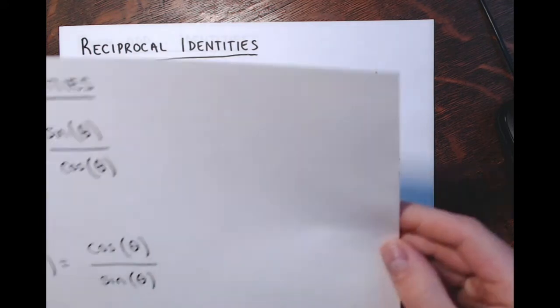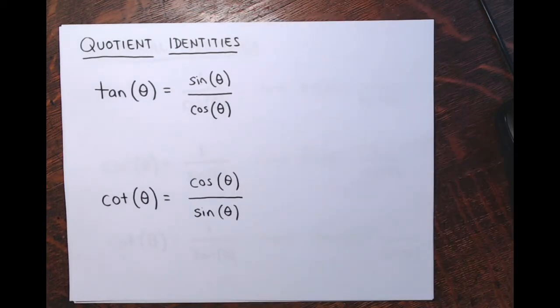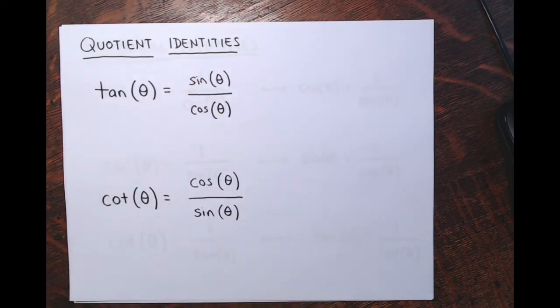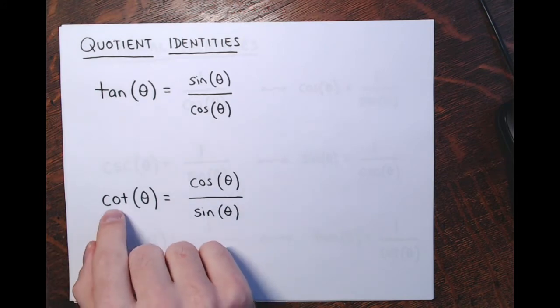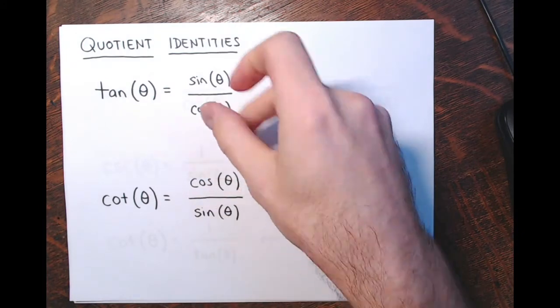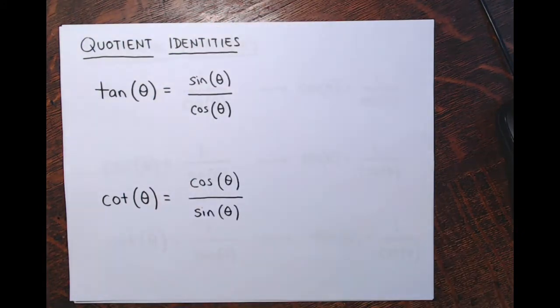You also had these quotient identities, which showed that the tangent and cotangent functions could be rewritten in terms of sine and cosine. The tangent of an angle is the sine divided by the cosine of that angle. And the cotangent is the cosine divided by sine. Remember, the tangent and cotangent are reciprocals, so if you just flip these over, you get the other one.